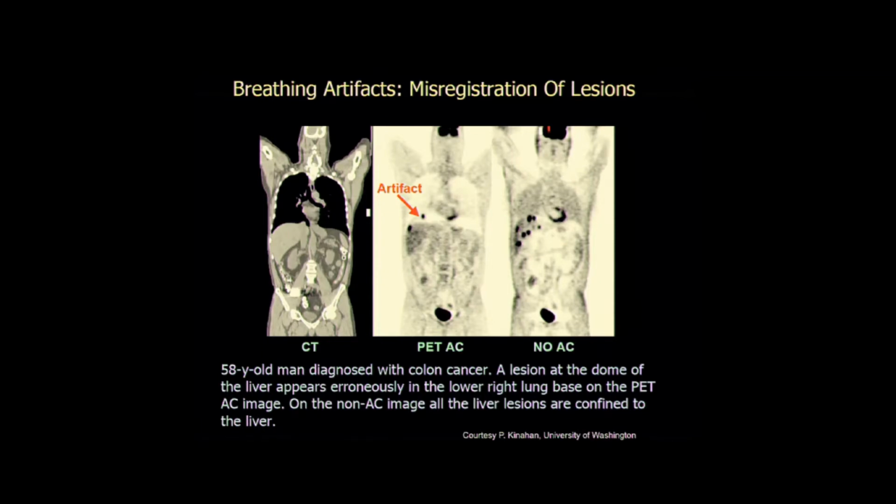Here we have a respiratory motion artifact in the CT image at the dome of the liver due to respiratory motion, which, when that image was used for attenuation correction, produced an apparent lesion in the lung. And it's only by looking at the image produced without attenuation correction that one can tell that this is actually an artifact and that all the lesions are really in the liver. There are none in the lung. So this is something to be aware of.